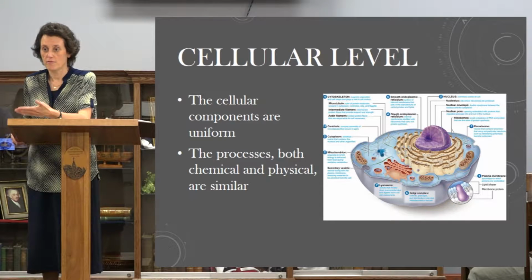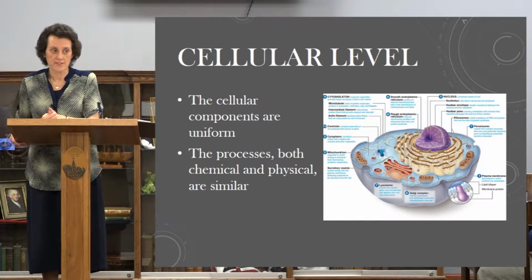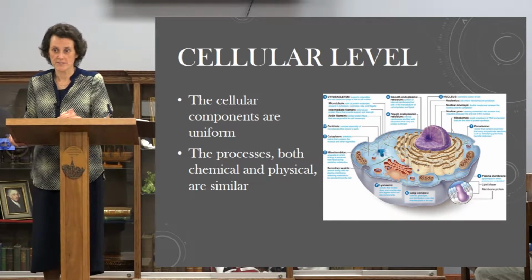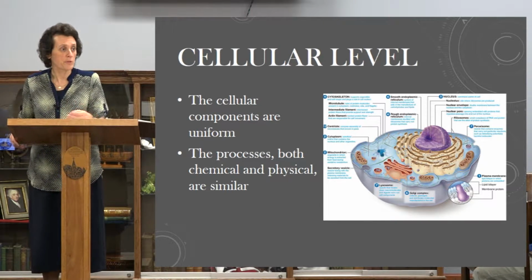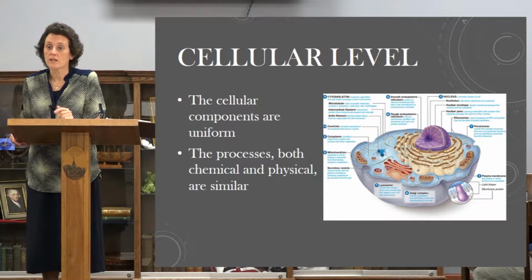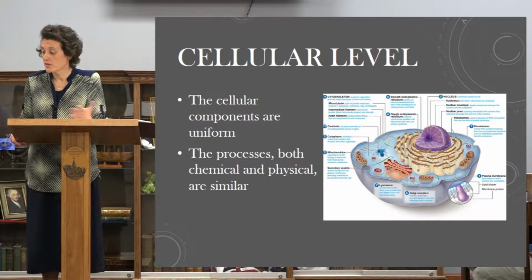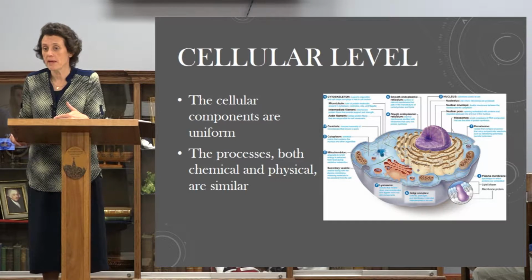So we can study photosynthesis. We don't have to study photosynthesis in this plant, and then in that plant, and then in that plant. Photosynthesis is pretty uniform across the plant kingdom. So cellular components, or parts that make them up, are uniform, and cellular processes, both physical and chemical, are essentially the same. So is life fundamentally the same? Yes. But does that prove evolution? Does that prove we all came from the same ancestor?